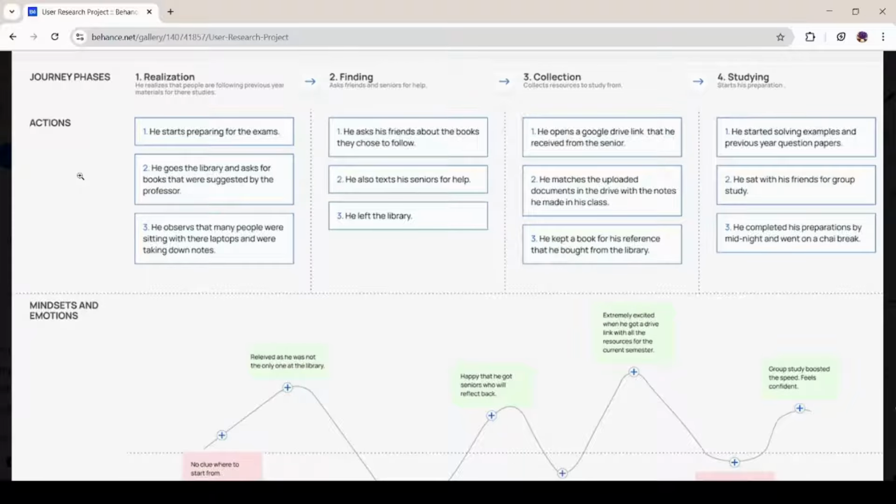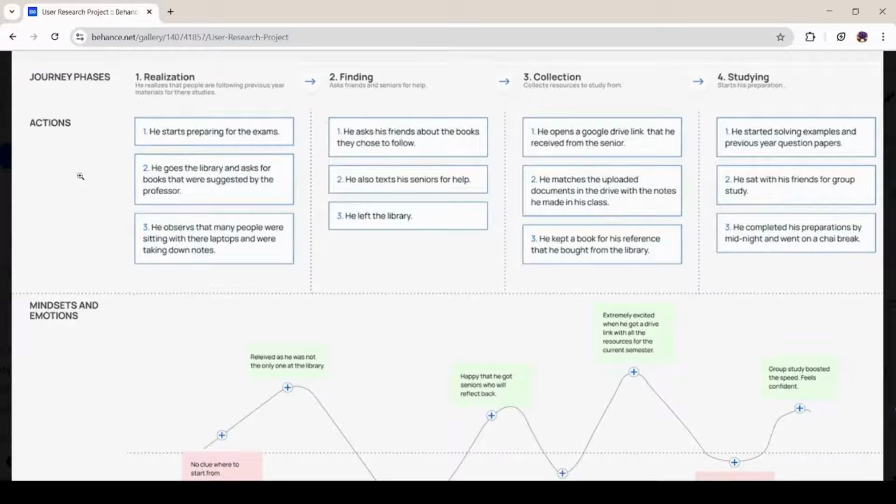Now, these were his journey phases. What are the actions that the person is taking during the realization phase? During the realization phase, the first action was that he starts preparing for the exam. He goes to the library and asks for books suggested by the professor. Now he observes that many people are sitting in there with their laptops and taking down notes from somewhere. Now in the finding phase, he goes and asks his friend about the books they chose to follow, how they're doing it. He also texts his senior about what's happening. He left the library.